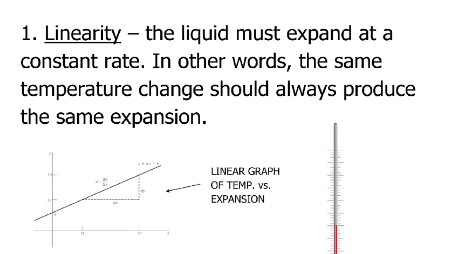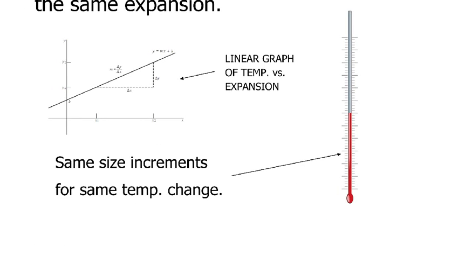Okay, factors that we need to consider. There are 3 of them. The first one is called linearity, and basically that is whether the liquid expands at a constant rate or a linear fashion. The same temperature change should always produce the same amount of expansion. So what do we mean by that? Basically, these have to be all the same size increments, and you have to choose your liquid that you put into the tube based on whether it is linear over the range that you're interested in, which is the next thing we'll talk about.